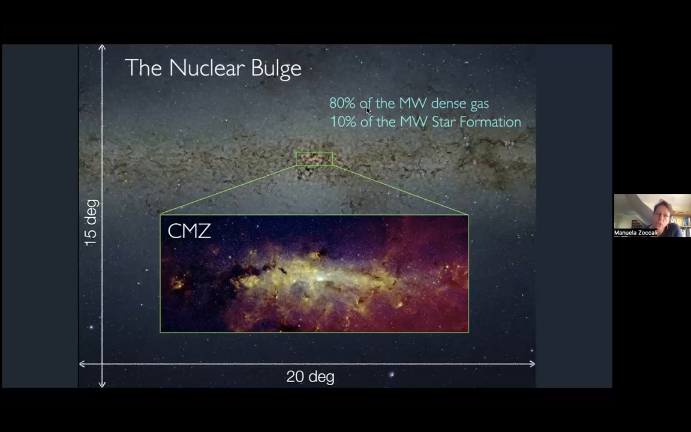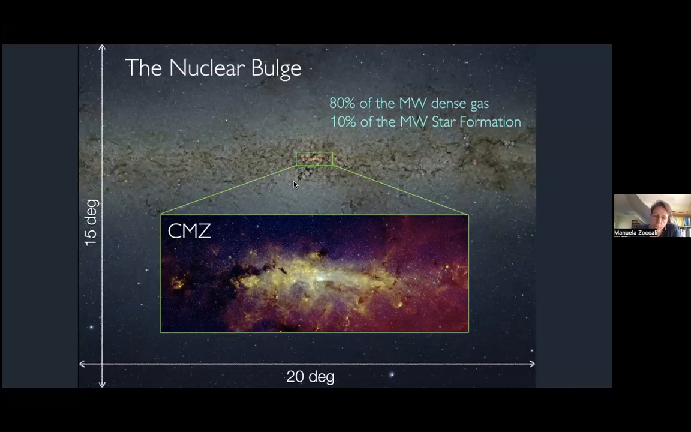And as such, it should include a lot of star formation, but instead it is not forming stars as efficiently as we would think. It includes only 10% of the Milky Way star formation. One of the reasons why it would be worth studying this in more detail is that if we explain somehow the formation of the bulge, we should explain in a coherent way also the formation of this region.